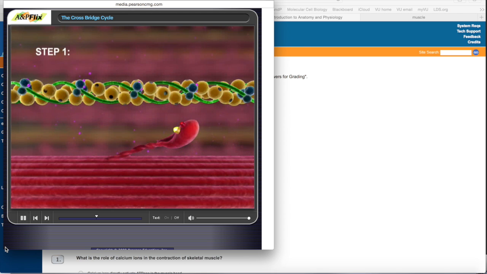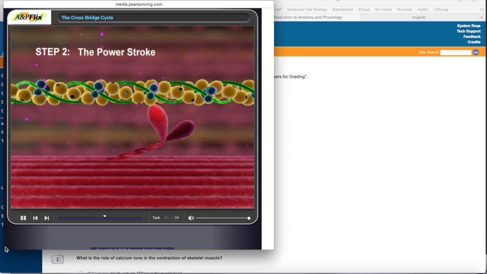Step 1. Cross-bridge formation. The activated myosin head binds to actin, forming a cross bridge. Inorganic phosphate is released, and the bond between myosin and actin becomes stronger. Step 2. The power stroke. ADP is released, and the activated myosin head pivots, sliding the thin myofilament toward the center of the sarcomere.